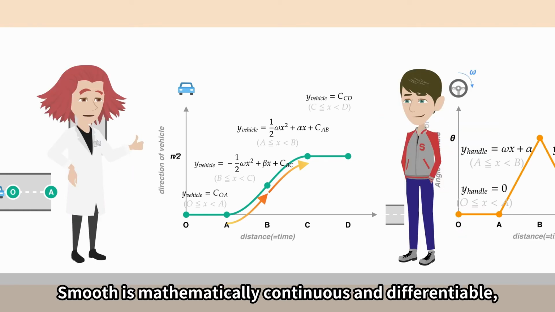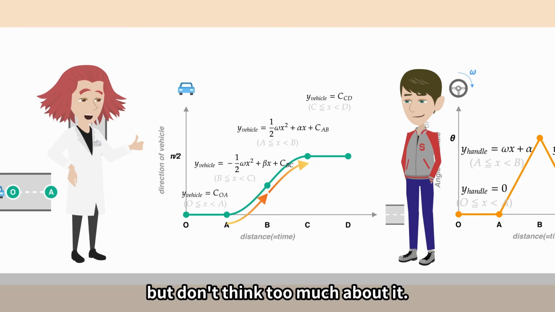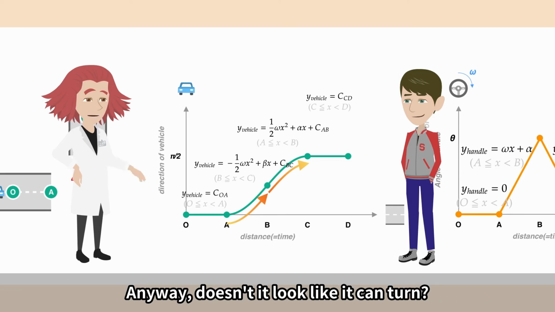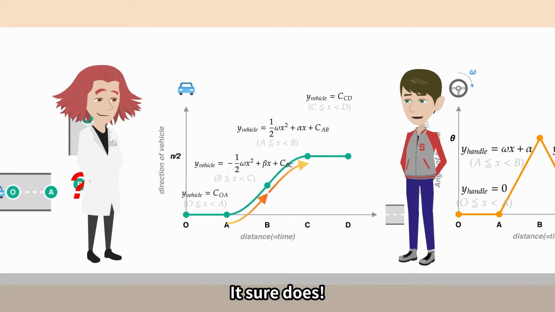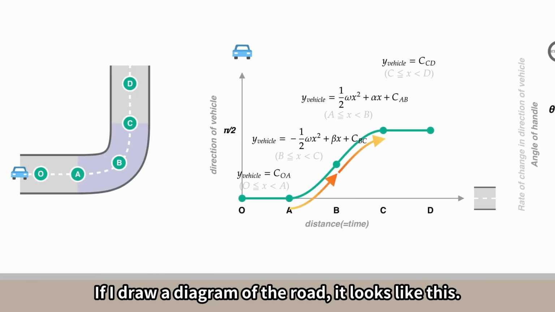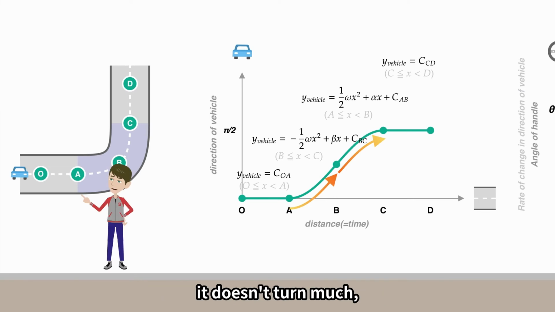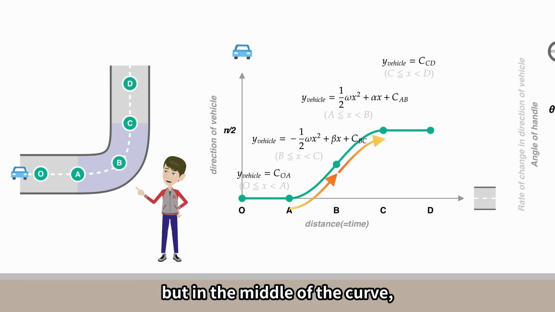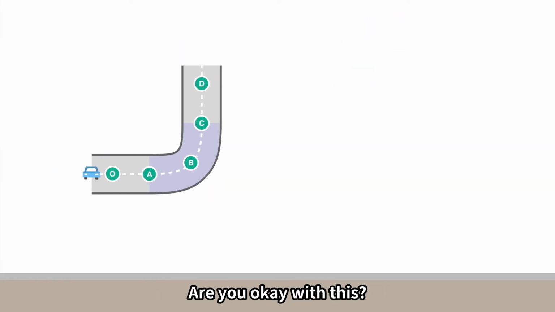Smooth is mathematically continuous and differentiable, but don't think too much about it. Anyway, doesn't it look like it can turn? It sure does. If I draw a diagram of the road, it looks like this. At the beginning of the curve, it doesn't turn much. But in the middle of the curve, it seems to be steeper than the arc. Are you okay with this?